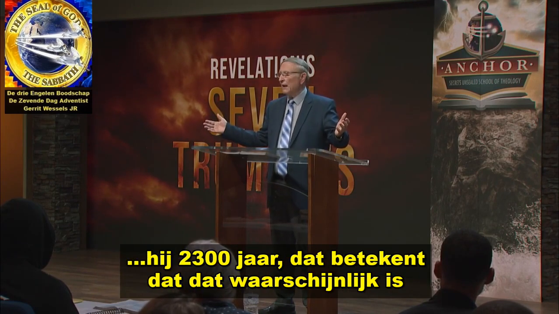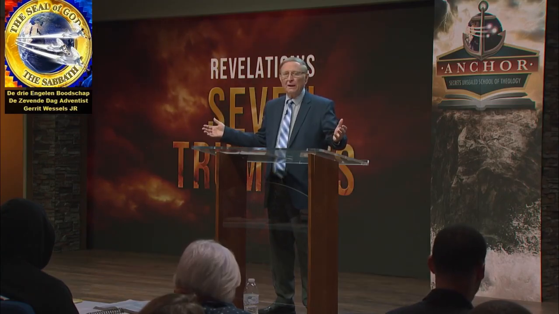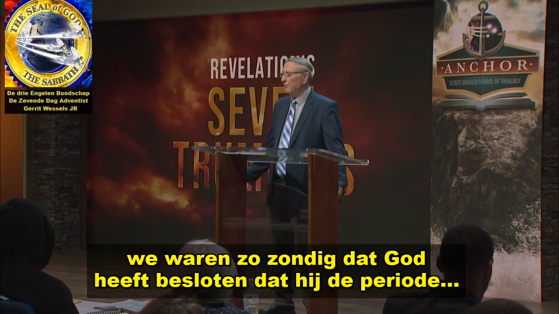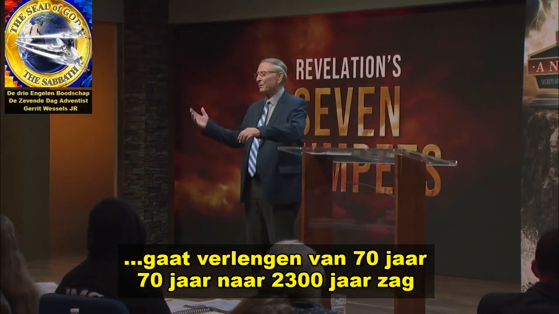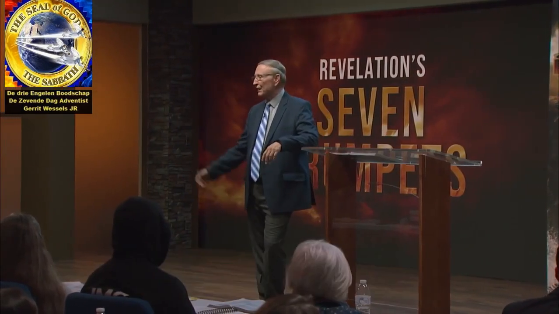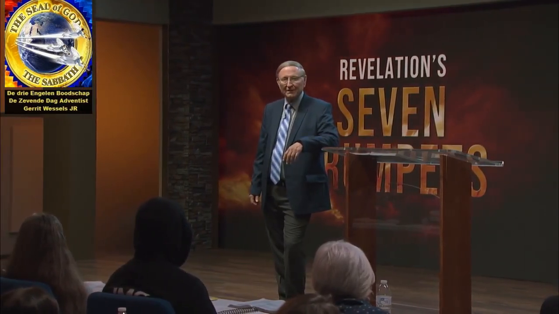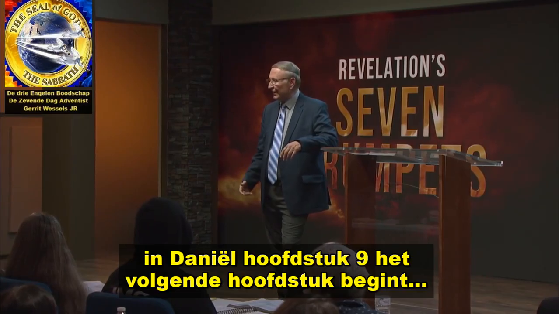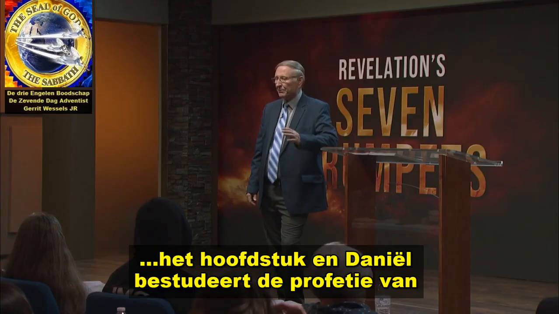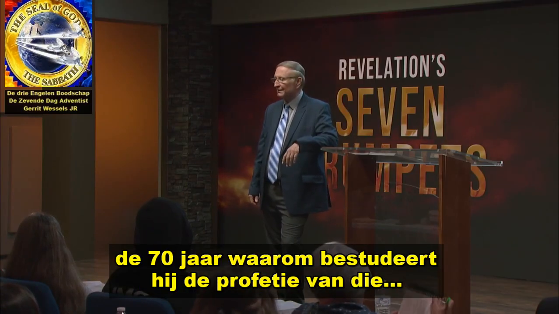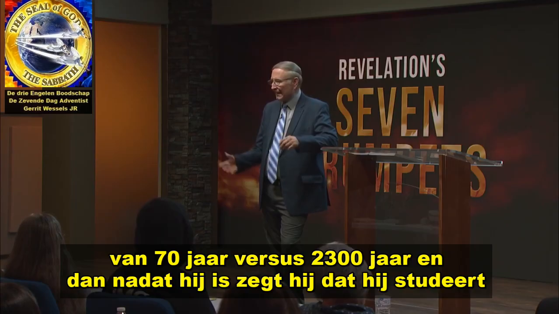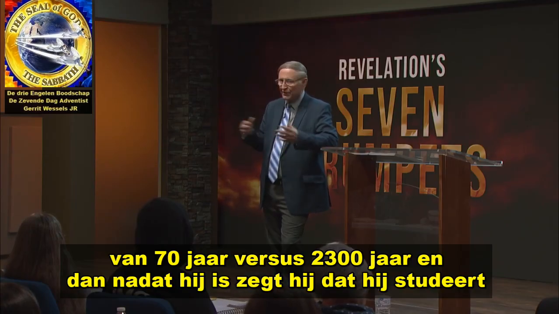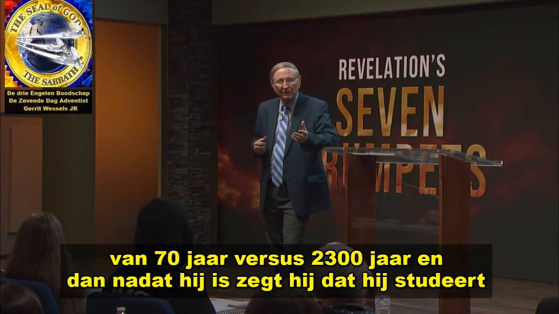And now he says 2,300 years. That means then that probably we were so sinful that God has decided that he's going to extend the period from 70 years to 2,300 years. So in Daniel chapter 9, the very next chapter, the chapter begins and Daniel is studying the prophecy of the 70 years. Why is he studying the prophecy of the 70 years? Well, because he can't make sense of 70 years versus 2,300 years.